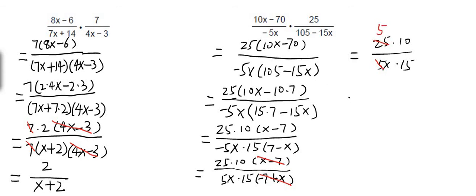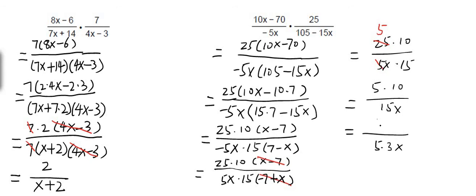And then we can have 5 times 10 divided by 15x. Okay, 15x. Now, the 15, we can write as 5 times 3. Right? 5 times 3. So we can continue to simplify. So 5 times 2 is 10. Sorry, it is 10 over 3x. That's it.